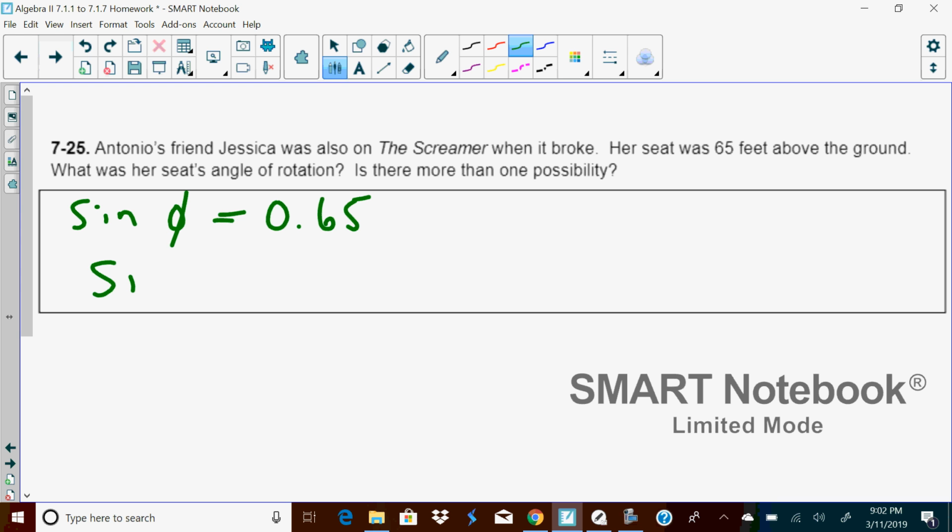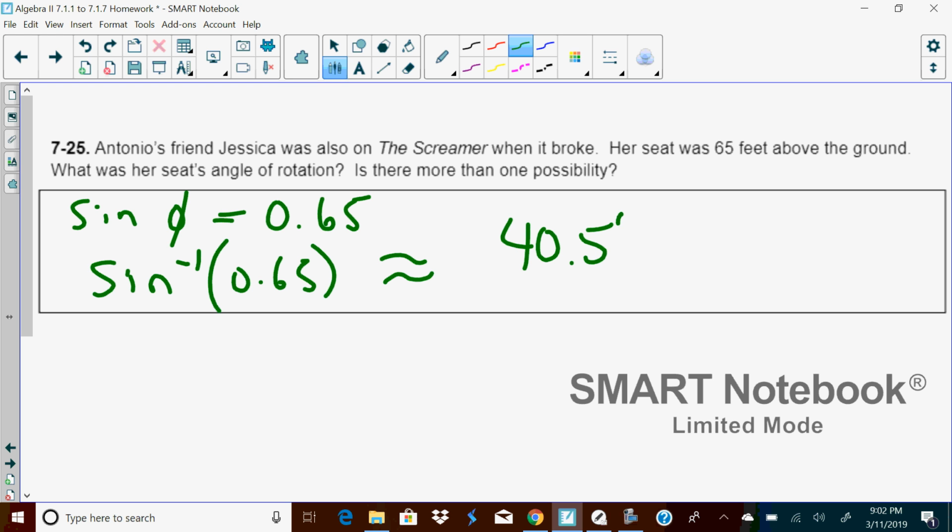So you do the inverse sine of 0.65, and we end up with approximately 40.5 degrees. So then we would do 180 minus that. So it could also have been 139.5 degrees. It could not have been the lower one because it told you that she was above the ground.